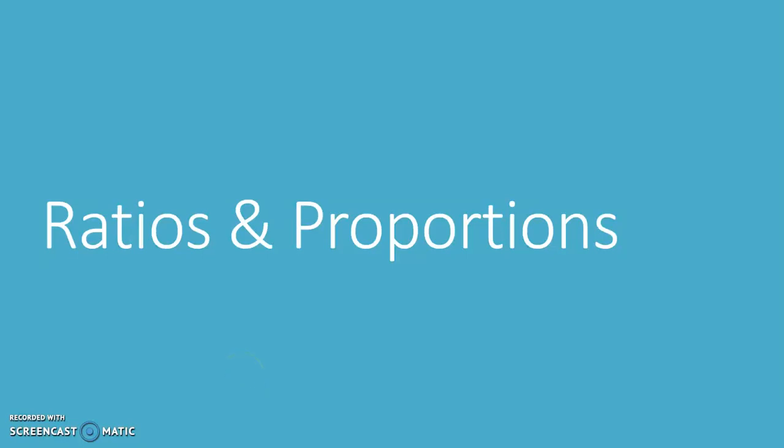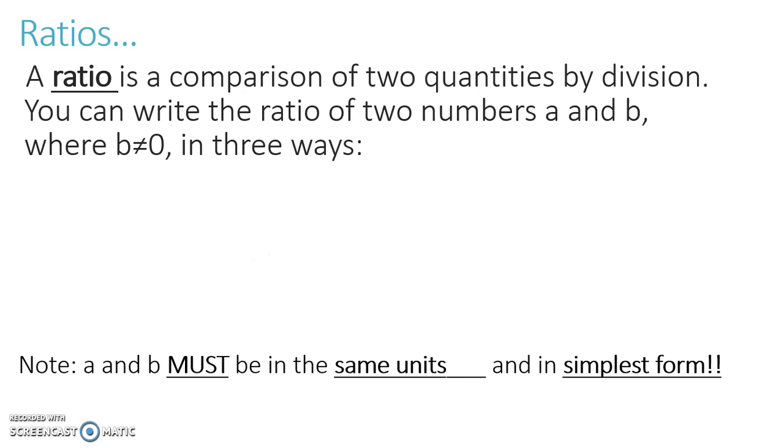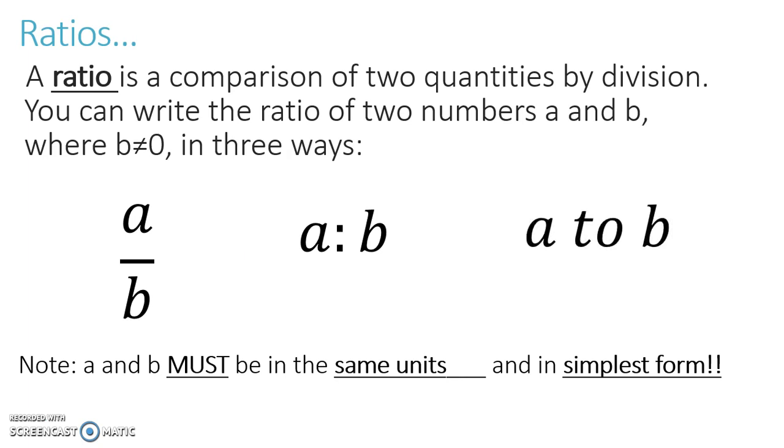Today we're going to talk about ratios and proportions. A ratio is a comparison of two quantities by division. You can write the ratio of two numbers, A and B, where B is not 0, in three ways. You can write it as A over B, A colon B, or A to B.